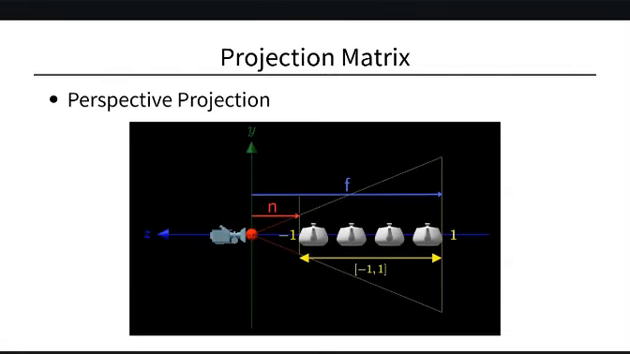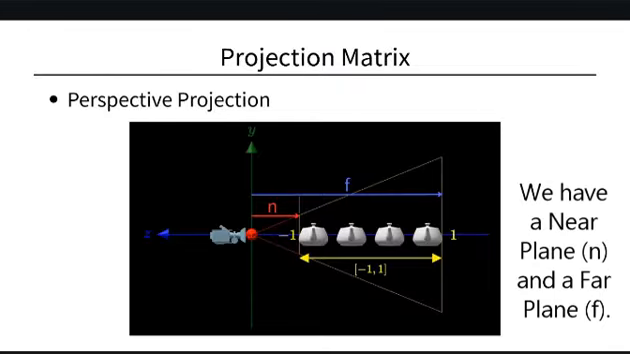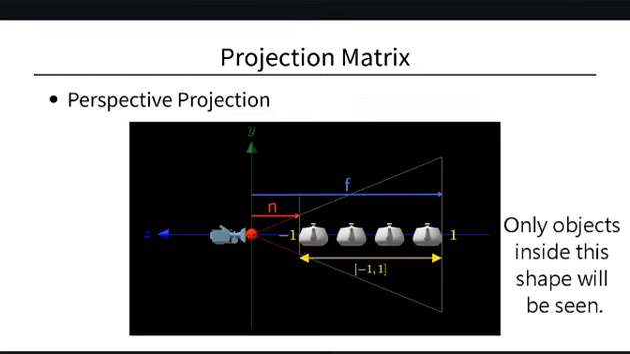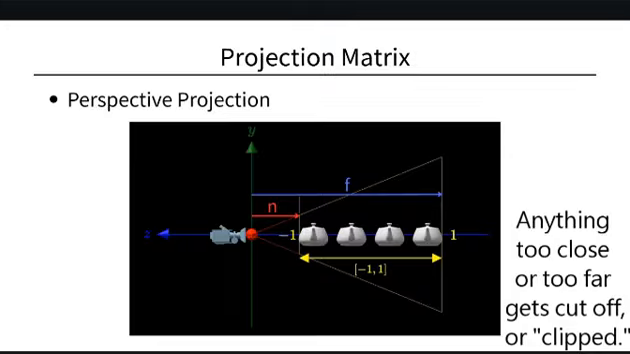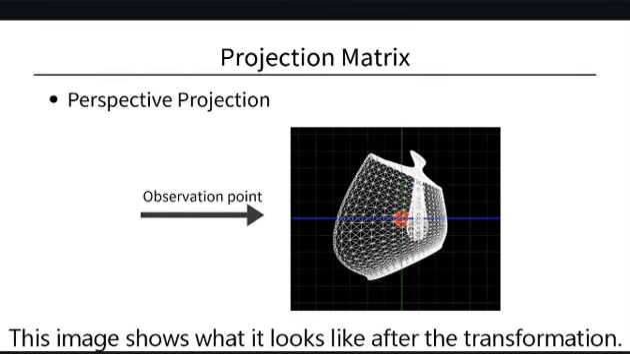On this page, you can clearly see the flattened trapezoid shape. We have a near plane N and a far plane F. Only objects inside the shape will be seen. Everything too close or too far gets cut off or clipped. Finally, the shape is mapped into a range from -1 to 1. This image shows what it looks like after the transformation.